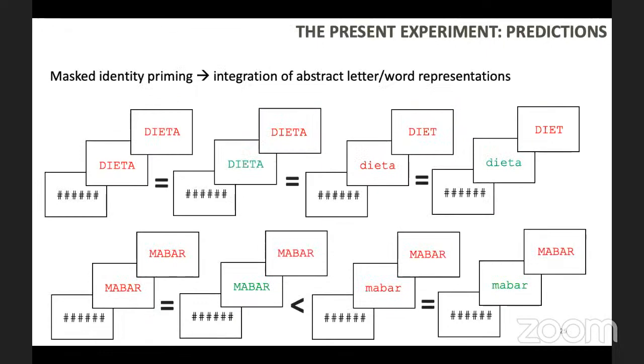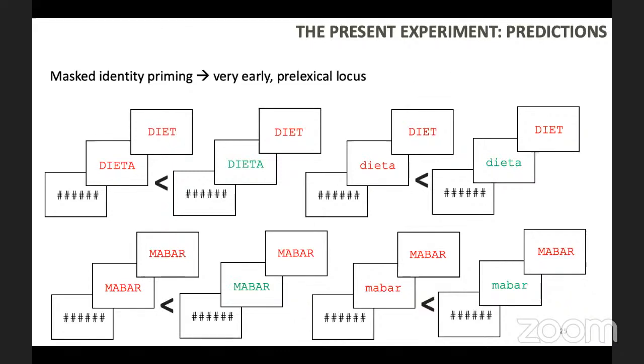If masked identity priming in lexical decisions arises on the basis of integration of abstract letter and word representations, as is commonly thought, lexical decision response will be similar for match color and mismatch color identity pairs. So there will be no difference modulated by color. Thus, one will expect a dissociation of match case versus mismatch case, but only for non-words. But alternatively, if there is a very early prelexical locus in masked identity priming, lexical decision response will be faster for match color pairs than for mismatch color pairs.